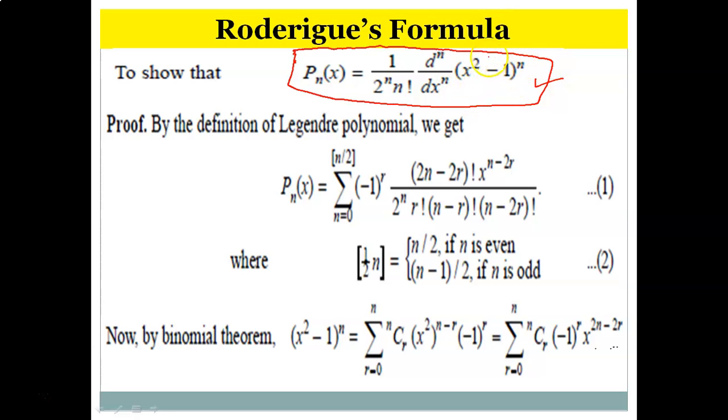You can see there is one term, (x² − 1) raised to power n. We can open this term using the binomial theorem. (x² − 1)^n can be expressed as summation r going from 0 to n of nCr (x²)^(n−r) into (−1)^r. When you simplify this, you get nCr (−1)^r x^(2n−2r). In fact, when this 2 is multiplied with n minus r, we get this.